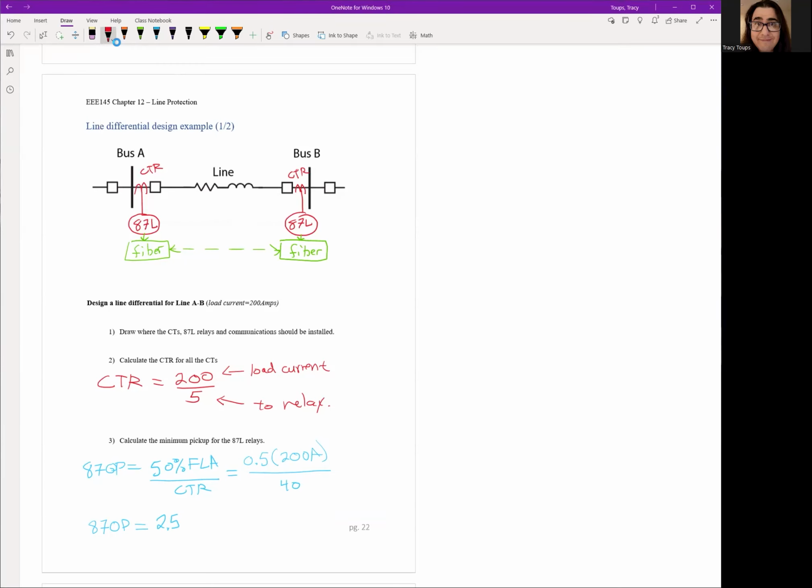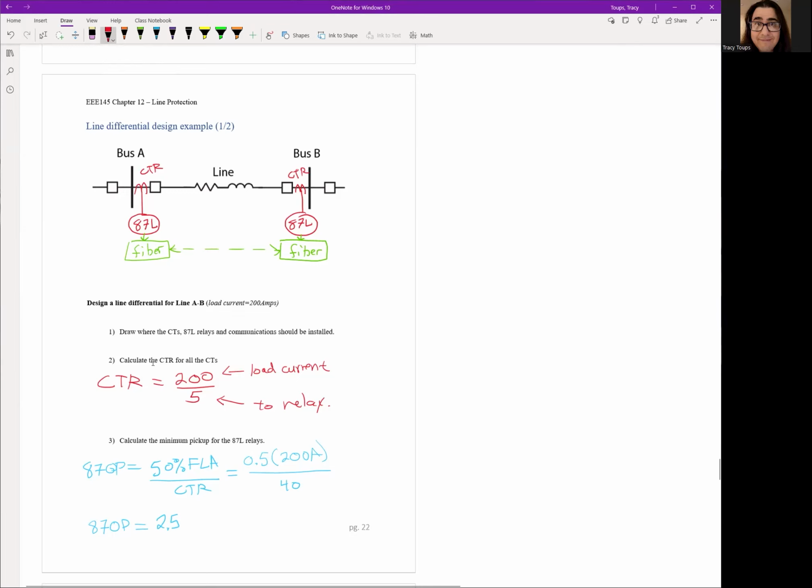A7L relay should go on each substation, so you need 2 of those. The CT should be attached to them so you can sense the current on the line. For the A7Ls to talk to each other, we're going to have a fiber channel in between. So you're going to have 2 fiber modems on both sides, and then you're going to have some communication medium in between, so you're going to have to run fiber lines between the substations. So that's all the hardware you're going to have to install.